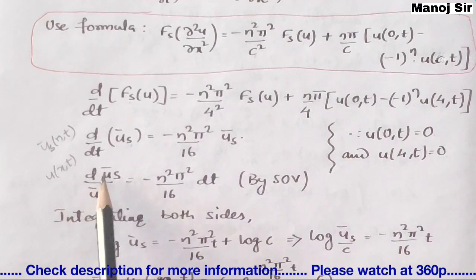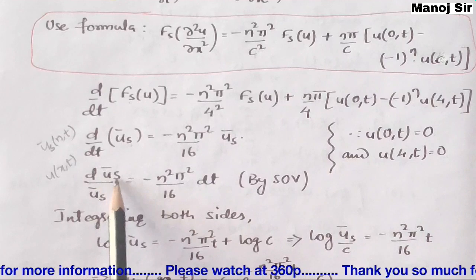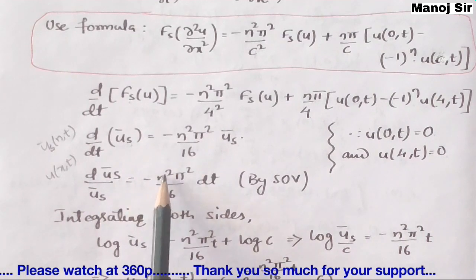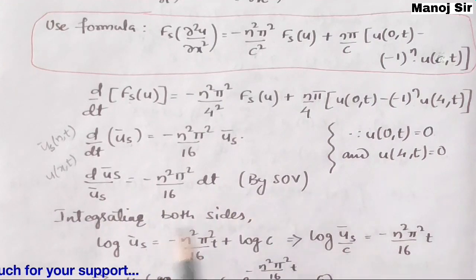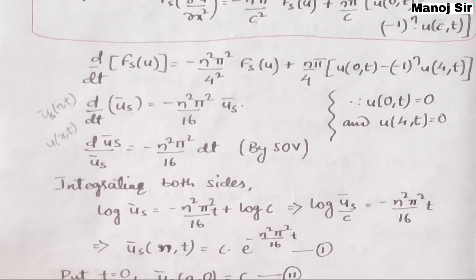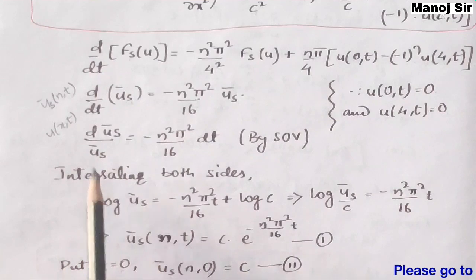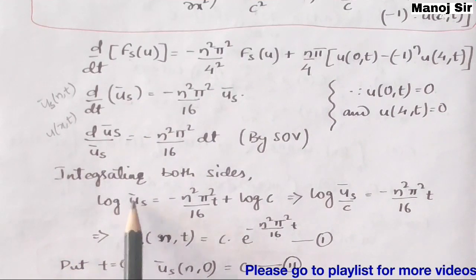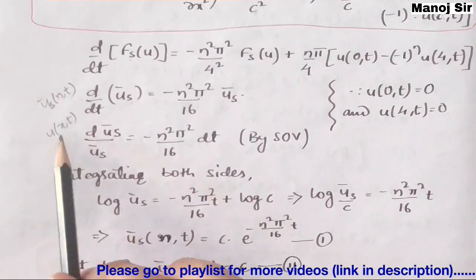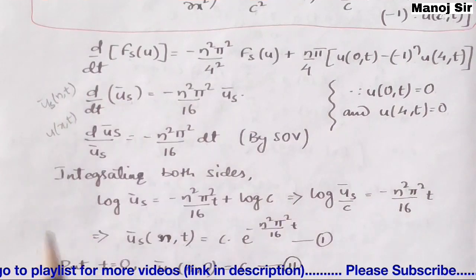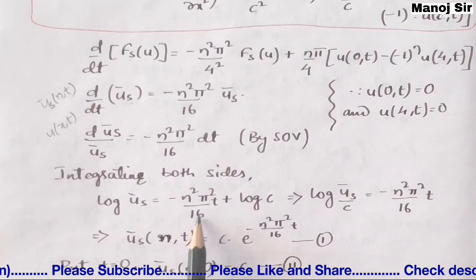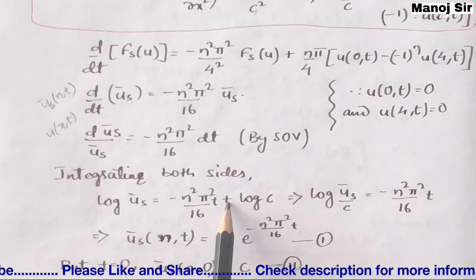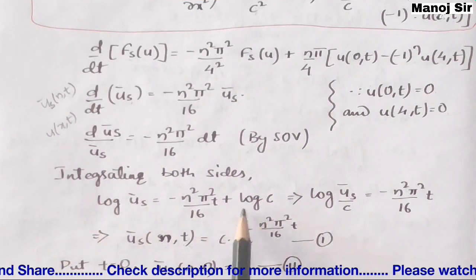So d of u bar of s upon u bar of s equals minus n square pi square upon 16 into dt. After separating variables we need to integrate both sides. On integrating you will get log of u bar of s equals, remember that u bar of s is a function of n and t, minus n square pi square upon 16 into t, plus log c, because of this log we have log c.